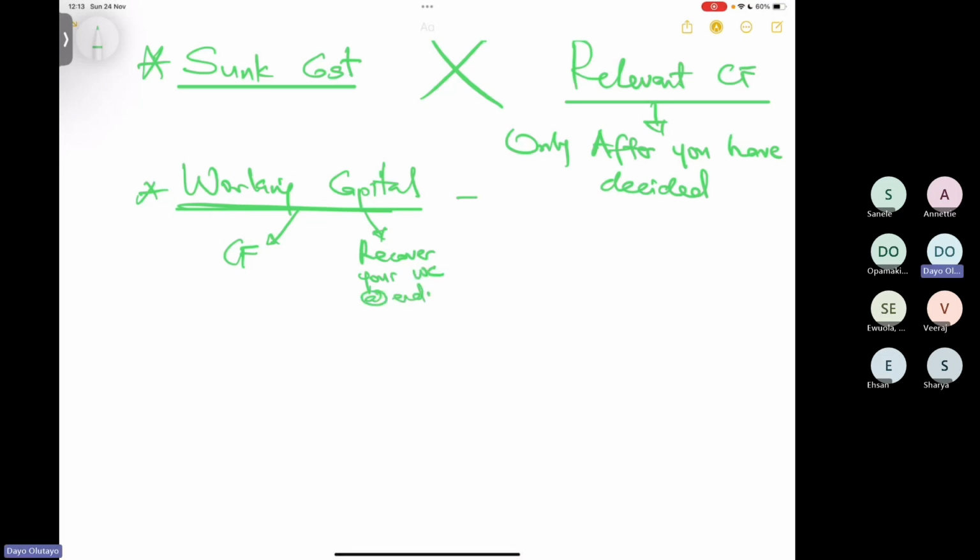So every time they introduce working capital to your question, just see it as inventory. See it as raw materials that you need to start the project. Because at the end of the project, you will have to sell that inventory. You have to sell the raw materials. It's not going to sit down in your warehouse. You are done with the project. So always remember to recover that working capital.